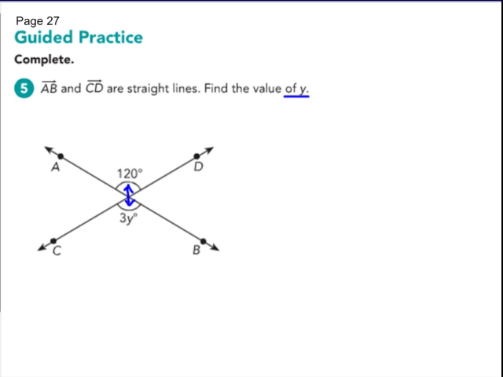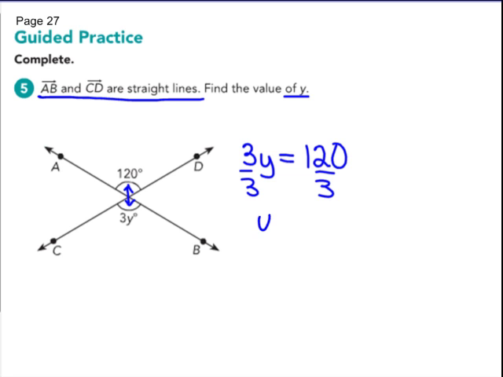So find the value of y. You have to be told that AB and CD are straight lines, which we are. We're given that these are straight lines. So they make 180 degrees plus 180 degrees. So I also know that the value of y can be found by the vertical angles. 3y has to equal 120 because vertical angles are equal or congruent, equal in measure, congruent. Divide by 3 on both sides, and you get y equals 40.